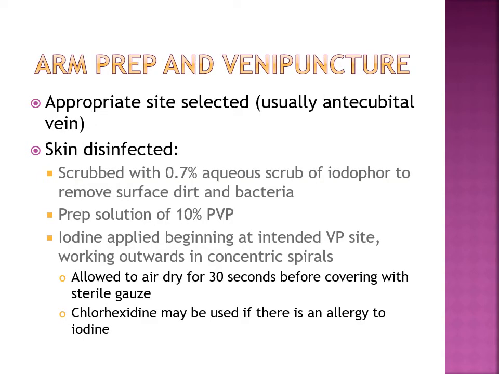For arm prep and venipuncture, the appropriate site is selected, which is usually the antecubital vein. Hopefully it is. That's the less painful vein to donate from. The skin is then disinfected with a 0.7% aqueous scrub of iodophor to remove the surface dirt and bacteria, and a preparation of 10% PVP, which is povidone iodine. The iodine is applied at the beginning of the intended venipuncture site, working outward in concentric spirals. It is allowed to air dry for 30 seconds before covering with a sterile gauze. Chlorhexidine may be used if there is an allergy to the iodine.